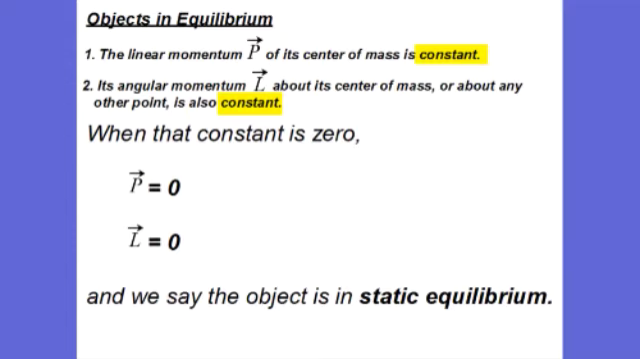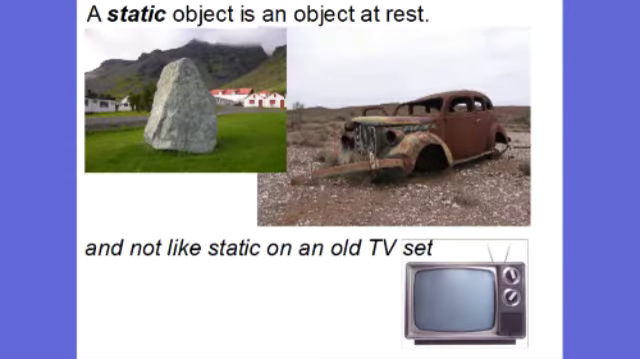In this chapter, we are going to look specifically at objects that are in equilibrium when the constant momentum and angular momentum are both zero. We say that object is in static equilibrium. A static object is an object at rest, not like static on an old television set.